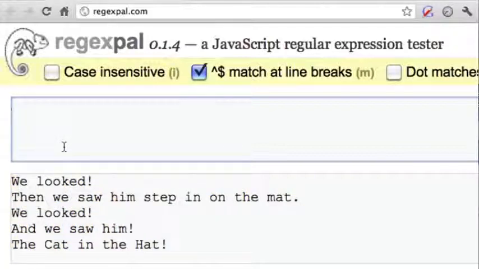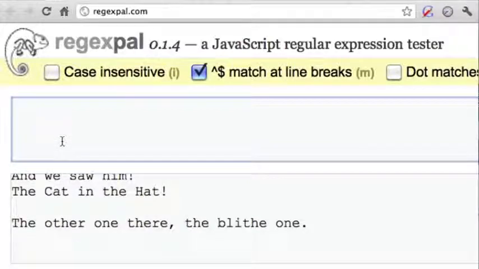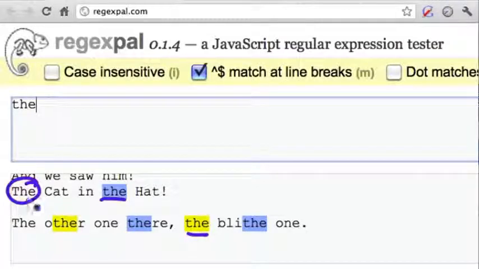All right, let's do one more example. Let's look at this little sentence here, the other one there, the Blythe one. Let's walk through how to search for words. Let's find the word, all the word the in this little passage. So think for yourself how you would do this. Well, the simplest thing you might do is just type the, T-H-E. And that does a good job of finding this the here. It finds this the and that the, but it misses these two thes.